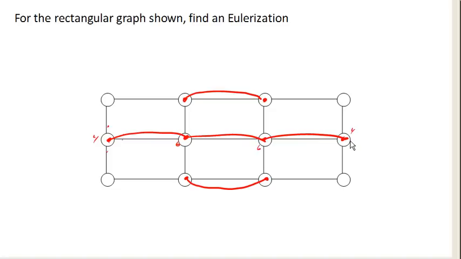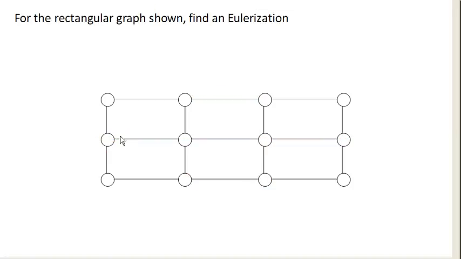Now we can find an Euler circuit on this graph with the added or duplicated edges. Now it's important to notice here that this is not the only Eulerization that we could have done. We also could have duplicated, say, this edge and this edge, and this edge, and this edge, and these two, that edge. And this would have also created an Eulerization. This one turns out to be the same number of duplications as our previous one. But if we had instead done something like this, this is more duplicated edges.